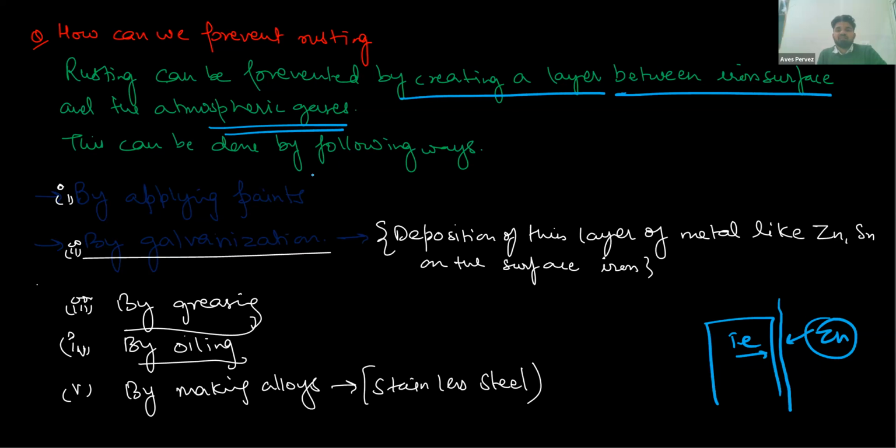So it can be done in the following ways: by applying paints, by galvanizing. What is galvanizing? The deposition of a thin layer of other metals, like zinc or tin, on the surface of iron. We take the iron metal and drop it into molten zinc, then keep it out. A thin film of zinc metal comes into contact with the iron. Other ways are greasing, burning, and making alloys.